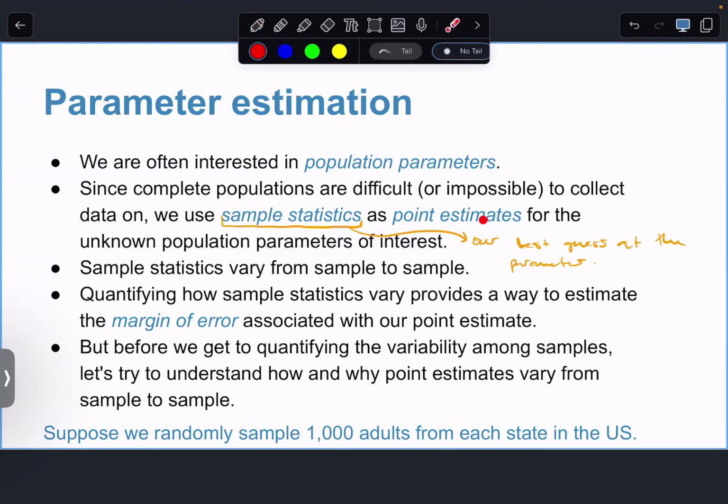We're going to call them point estimates in general, because the point estimate can be just one proportion. It can be one mean. It can be a difference in means. It can be a difference in proportions. And it can be any one of those things that we want.